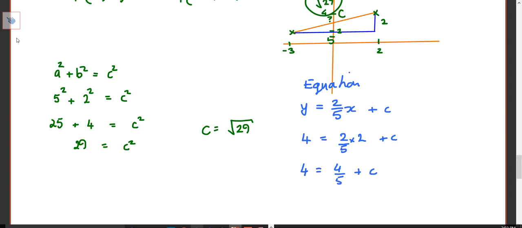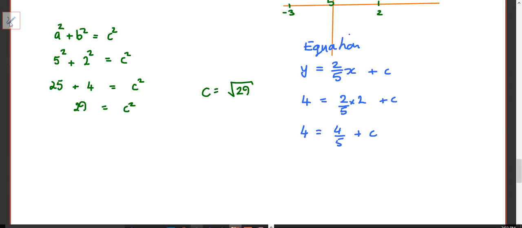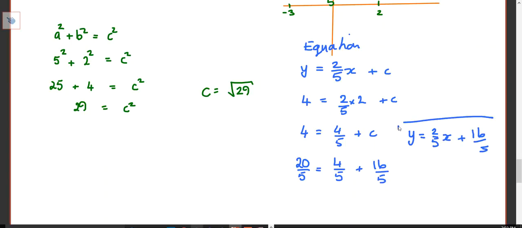How did you do that? Because 4 is 20 divided by 5. And I have 4 over 5, so I need to add 16 over 5. Well done. Jasmine, you're so smart. Y equals 2 over 5x plus 16 over 5. Well done.